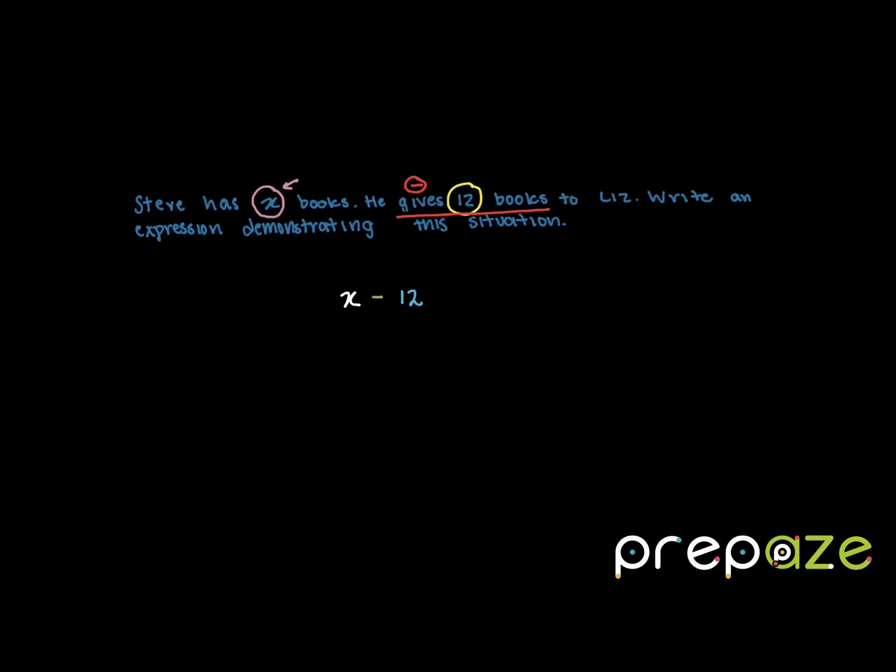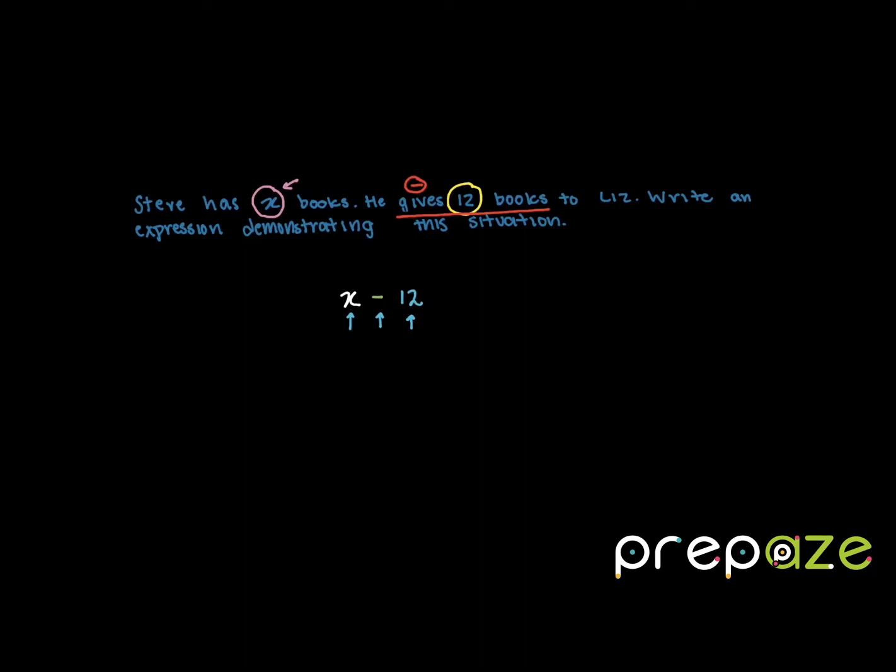So we can say that our variable is x, our operator is the minus sign, and finally our constant is 12. We know that 12 is our constant because this is the number that's not being multiplied by any other variable. Now, you might be wondering, so then what's our coefficient?